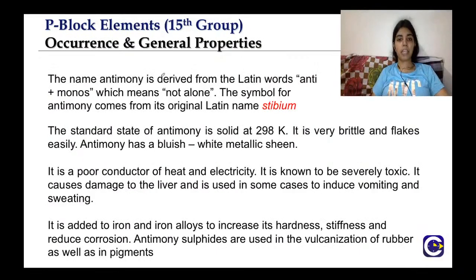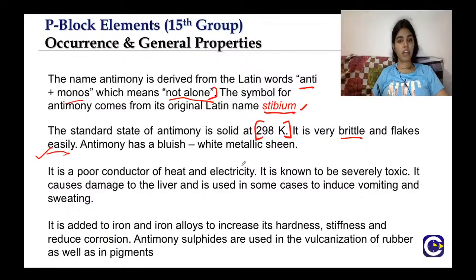The name antimony is derived from the Latin words anti plus monos, meaning not alone. The symbol for antimony comes from its original name, stibium. The standard state of antimony is solid at 298 Kelvin. Antimony is very brittle and flakes easily. What do we mean by flakes easily? It converts into smaller particles easily, it breaks easily. Antimony has a bluish white metallic sheen.